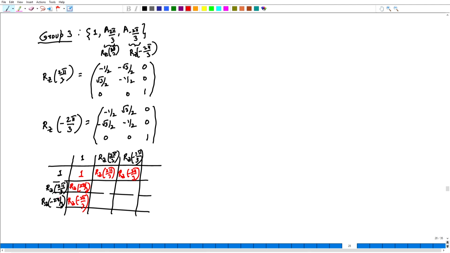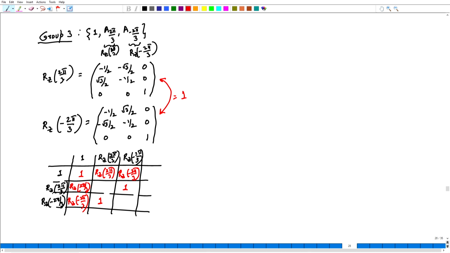Well, Rz 2 pi upon 3 followed by minus 2 pi upon 3, plus 120 degrees minus 120, it is clearly the identity, which will be 1, and if we take these 2 matrices and multiply, we would get a result of 1. Similarly, here also it will be 1.